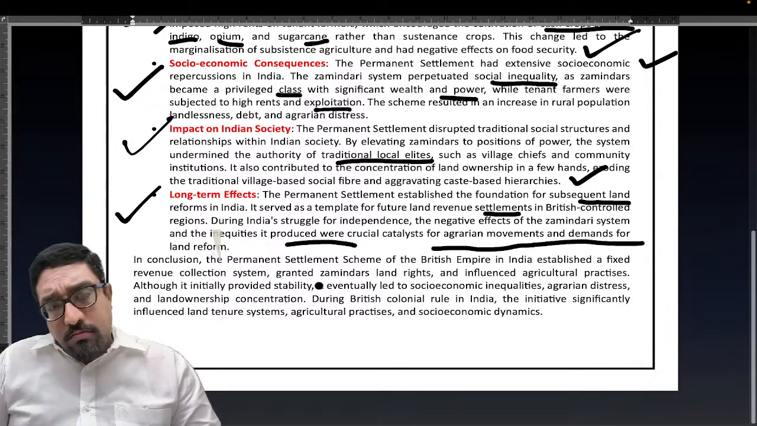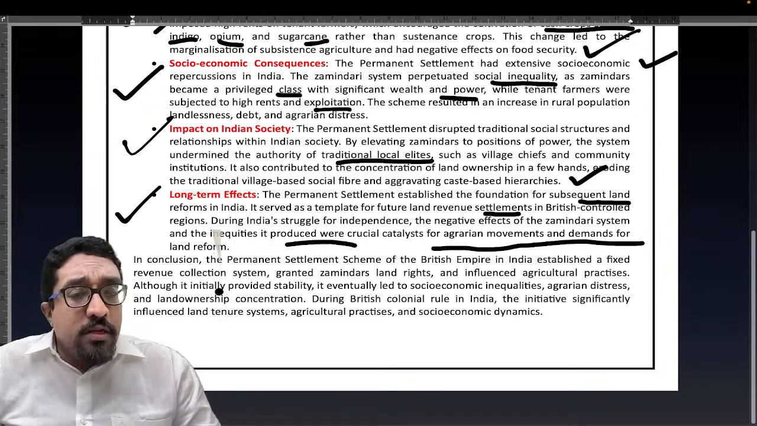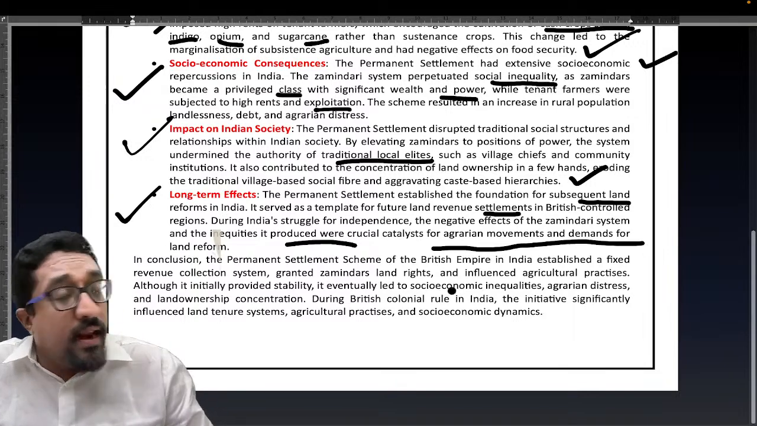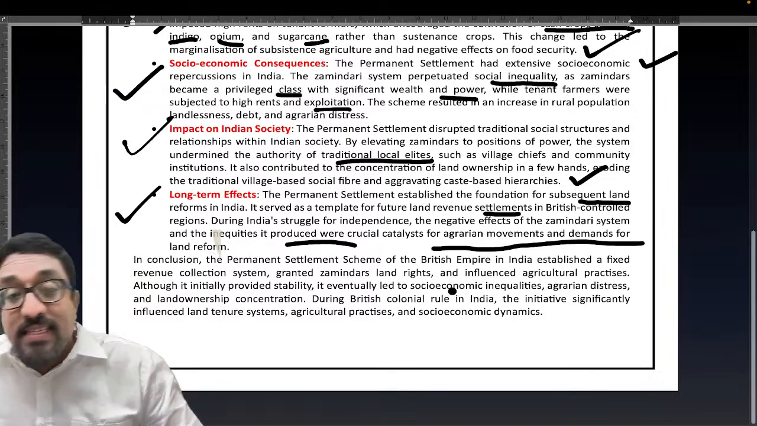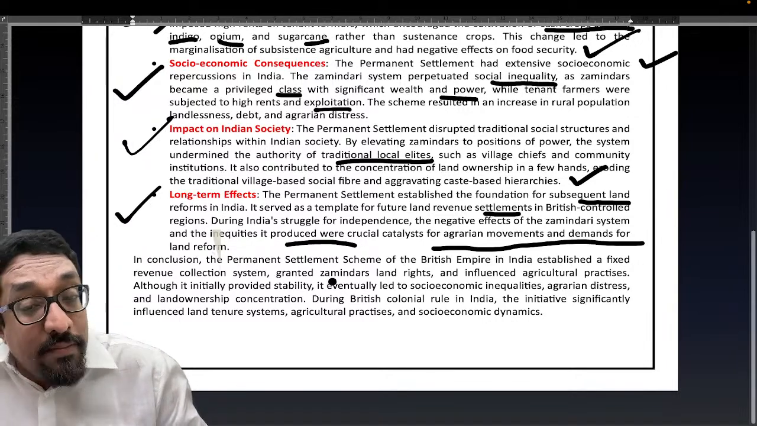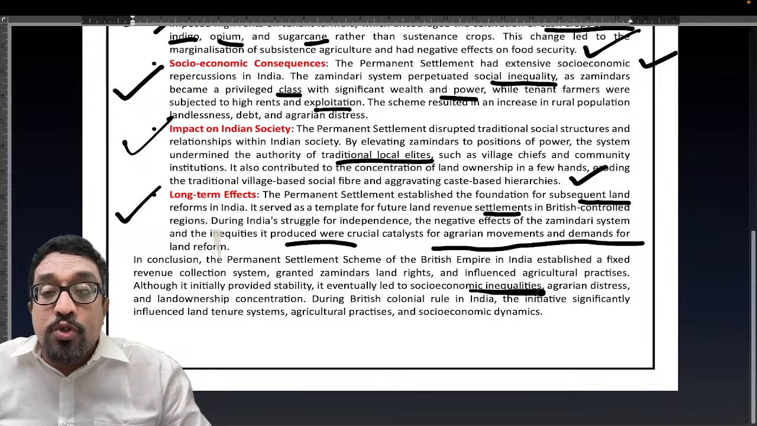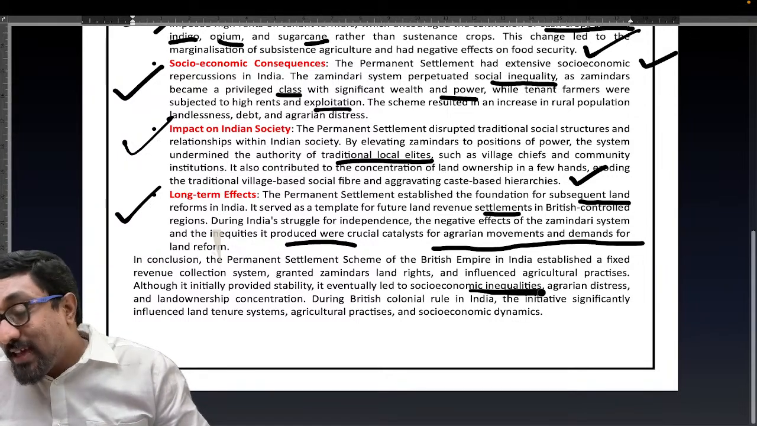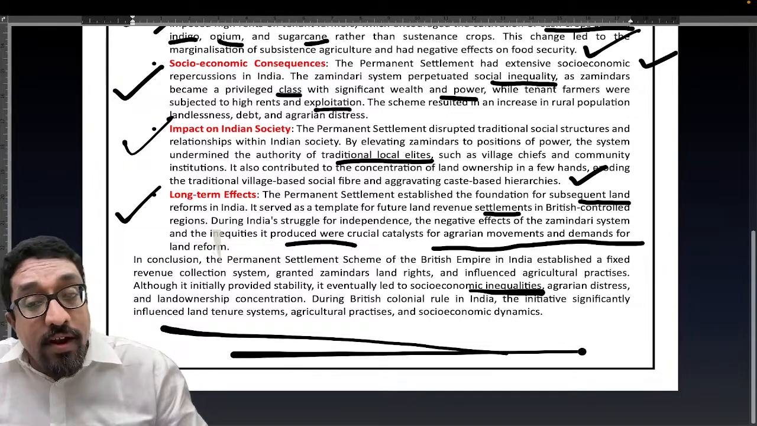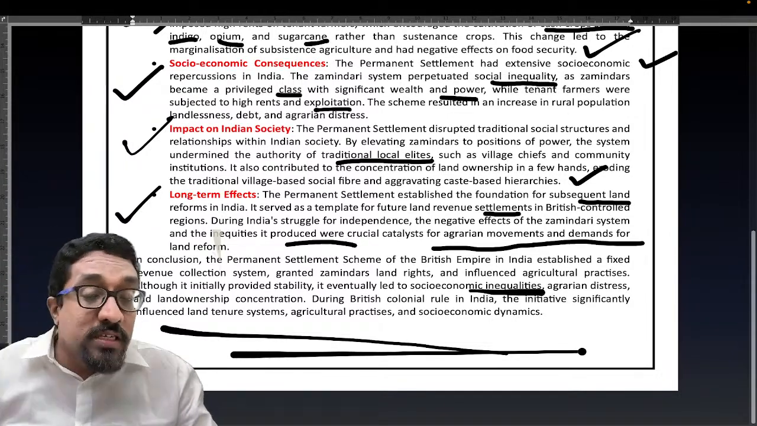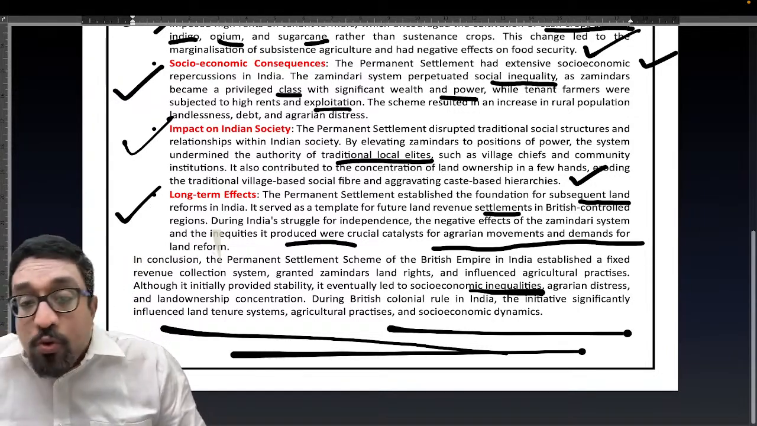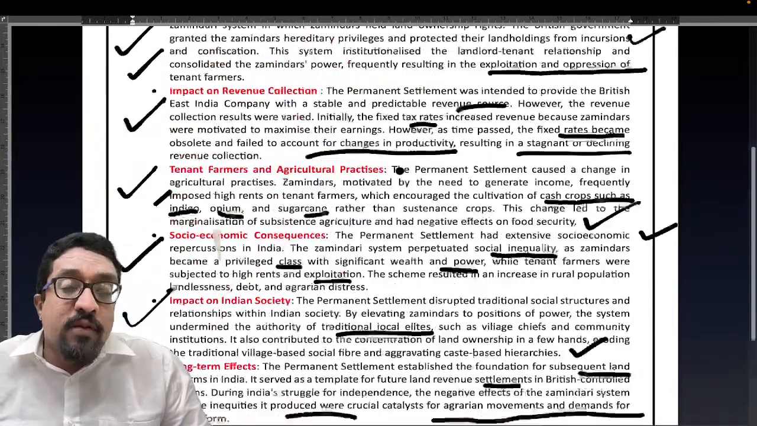In conclusion, under the Permanent Settlement Scheme the British Empire established a fixed revenue system for the British, granted zamindars a new level of land rights, and influenced agricultural practices. Although it initially provided stability, it eventually led to socio-economic inequalities and agrarian distress. During British colonial rule in India, it significantly influenced the land revenue systems, agricultural practices, and socio-economic dynamics of India.